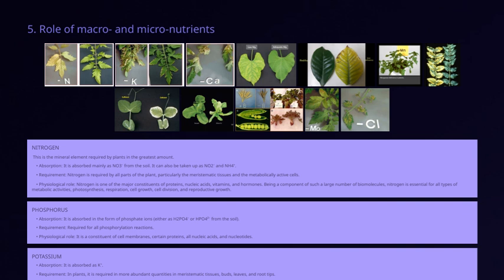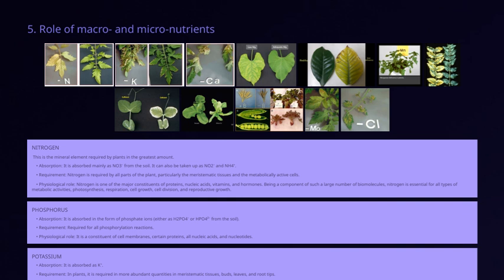Moving on to molybdenum, it plays a key role in nitrogen metabolism. It is a component of enzymes like nitrogenase and nitrate reductase, which are essential for nitrogen fixation. Plants absorb molybdenum as molybdate ions, MoO4 2-, and it is required throughout the plant, especially in leaves and seeds.